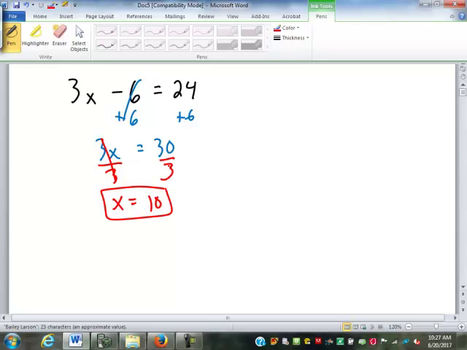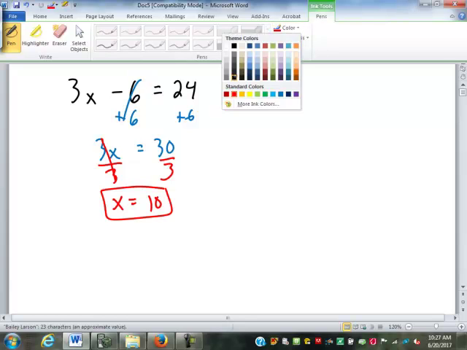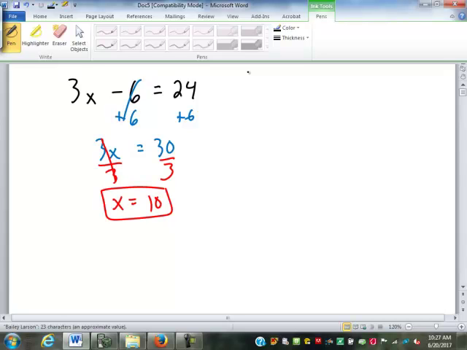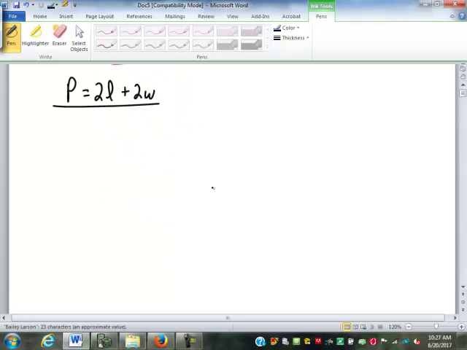And we have looked at some applications using formulas, and even some story problems where we had to create the equation and use it. We've had story problems like the perimeter of a rectangle is 2 times the length plus 2 times the width. And problems like the perimeter of a rectangle is 86 feet.